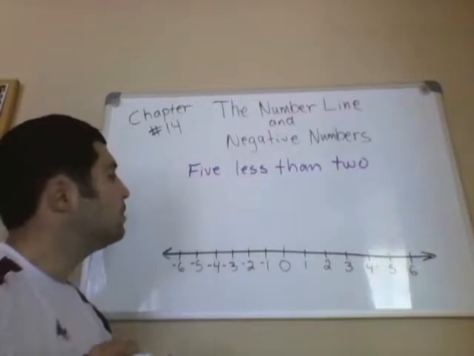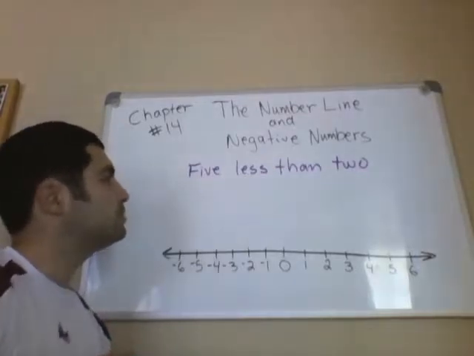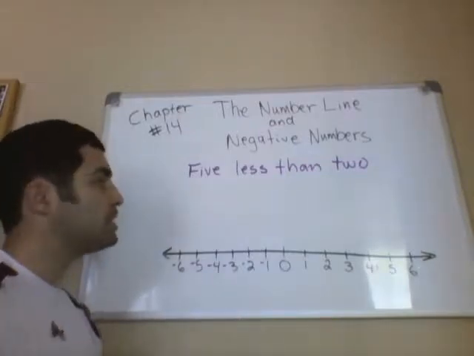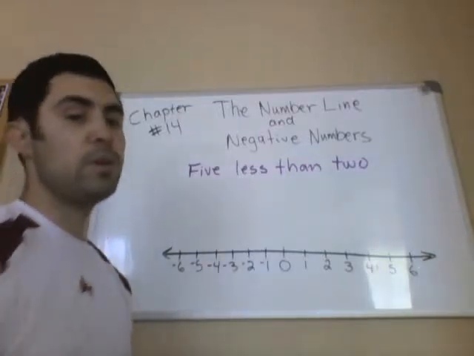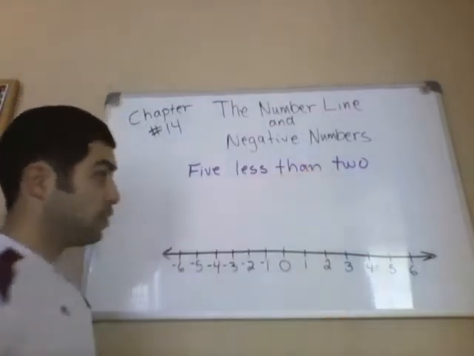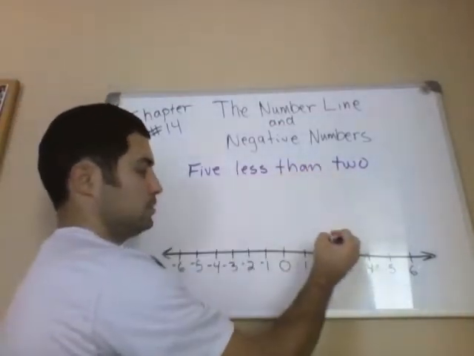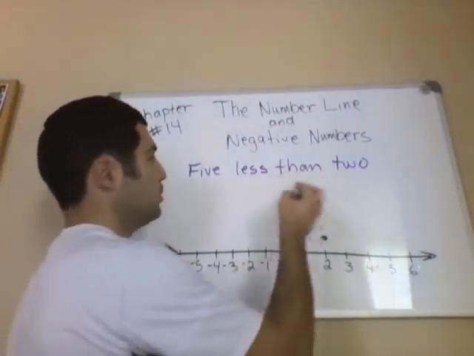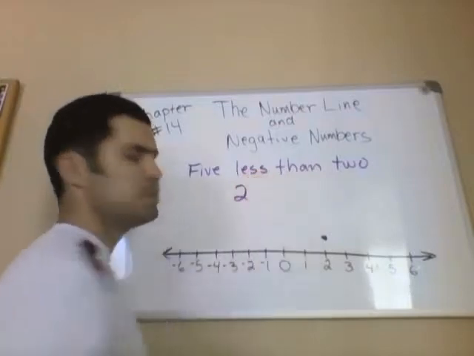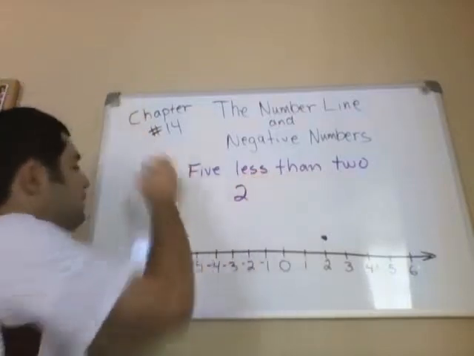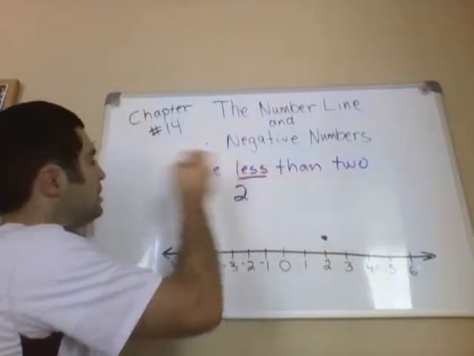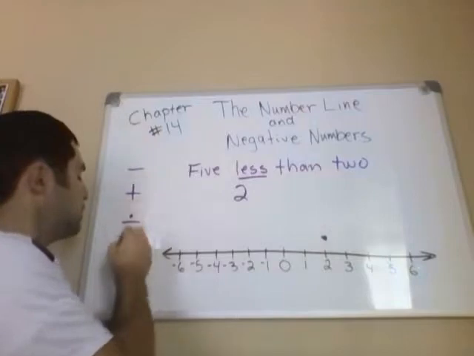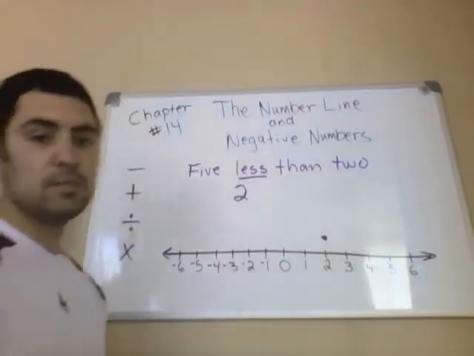Alright, let's build a little number sense. We're going to use some word problems and rewrite them as number problems and then solve, okay? So we want to do 5 less than 2. So we're starting at 2, and we're going to go 5 less than that. And what's this mathematical operation that represents less? Is that subtraction, addition, division, or multiplication? Clearly that's going to be subtraction.